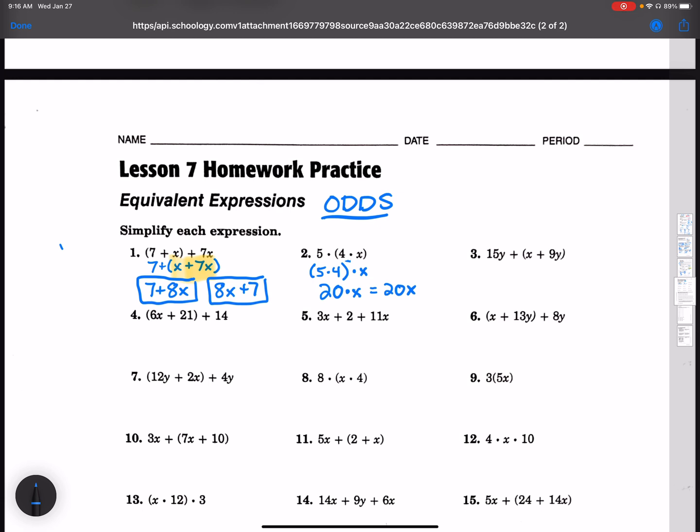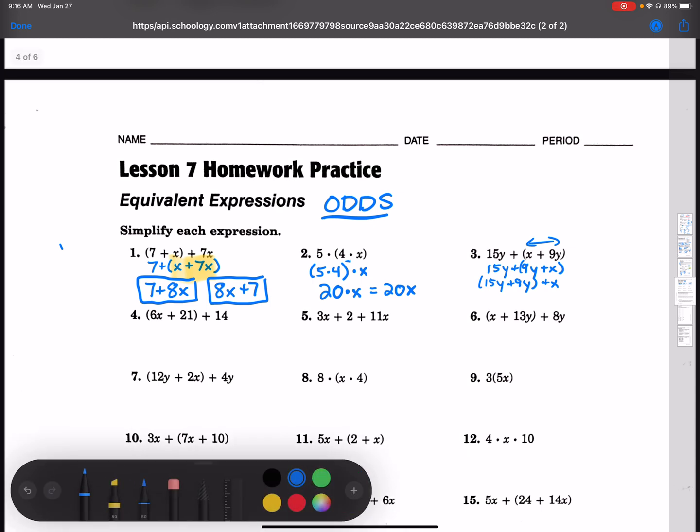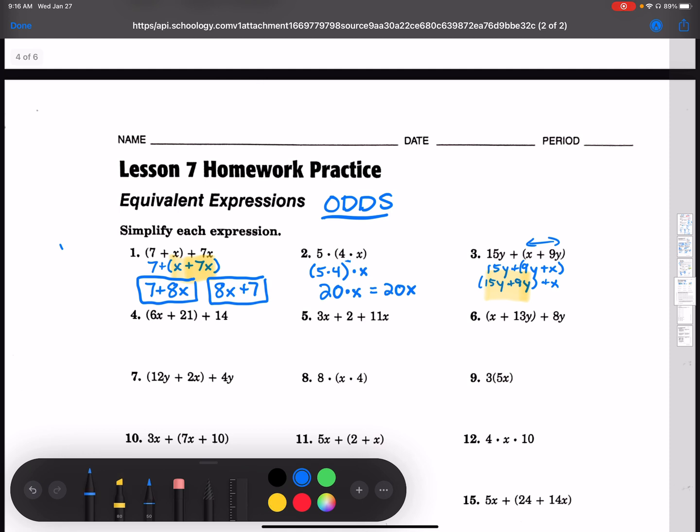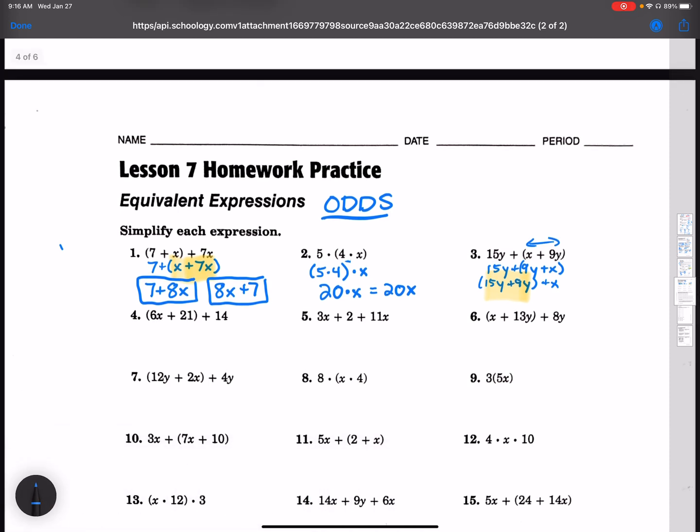Number 3, you need to move these around. So 15y plus 9y plus x. Now move the parentheses, 15y plus 9y plus x. And now you're going to add up the like terms. I'm going to highlight those. Those are your like terms. And 15 plus 9 is 24, y plus x.